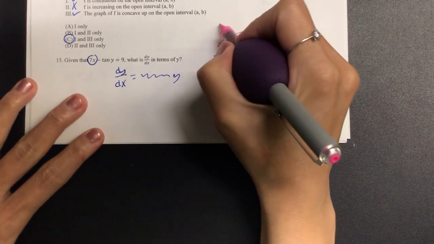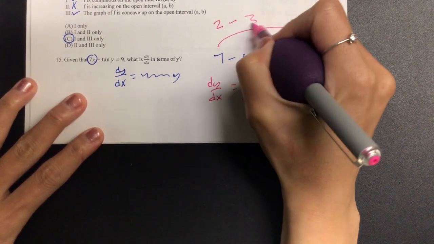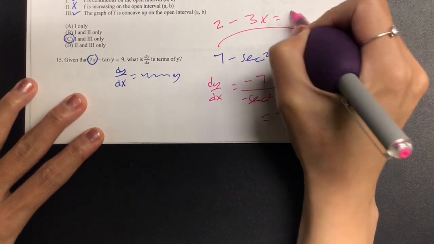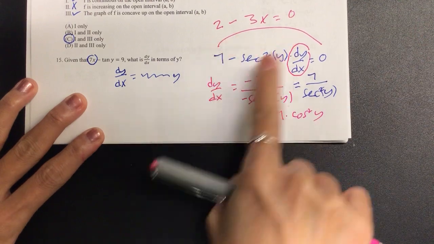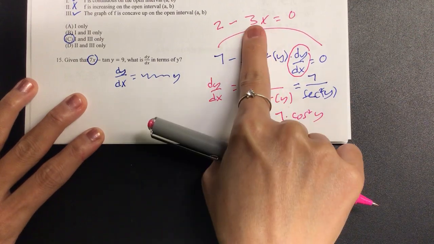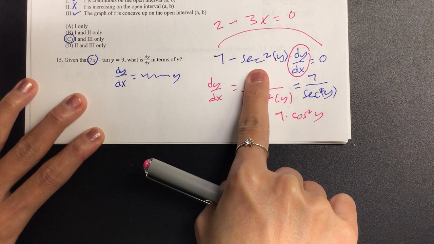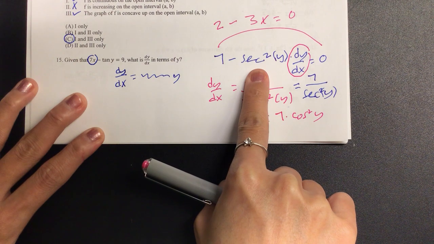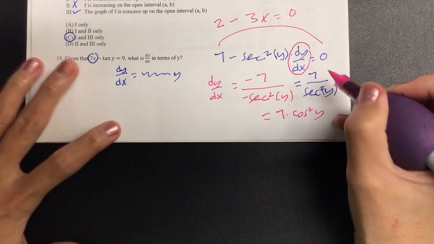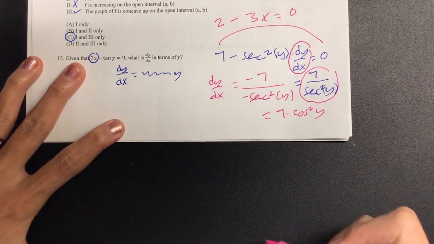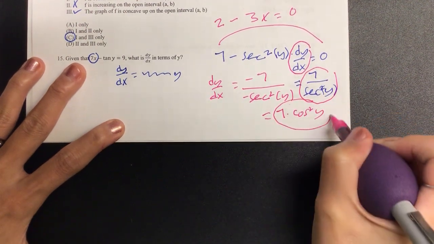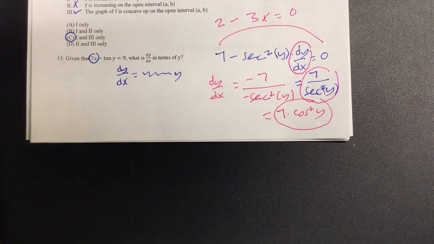Okay, so let me do the algebra on this one. If I have 2 minus 3x equals 0, I would subtract 2, which is like when I subtracted 7. I would divide it by negative 3, which is like when I divided by that negative value. So I would say this is correct, but if it were multiple choice, they might even simplify further with the reciprocal. Okay, let's go on to number 16.